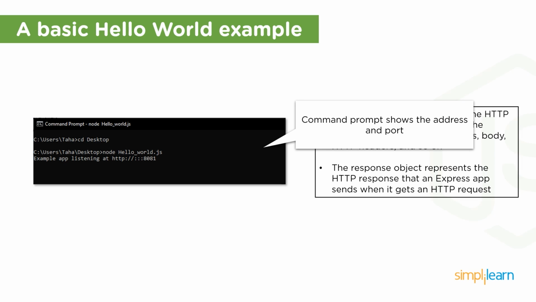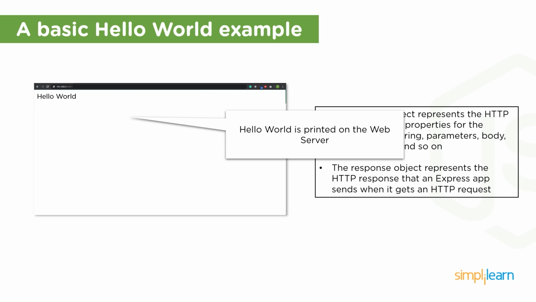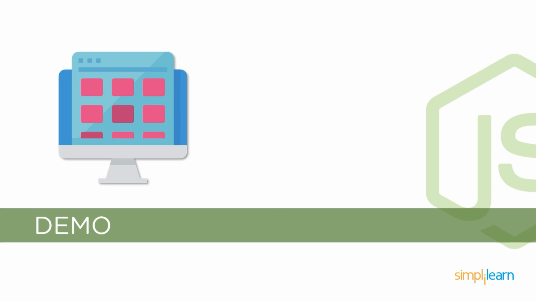So here we have our terminal window, and we're able to run the hello world.js script that we just wrote. Once we do that, it will post that we have an example app listening at, and here we don't have a web domain address, but we do have the port 8081. And in our browser window, it says hello world. So that's a quick breakdown of Express.js. Now let's jump over and do a demo.